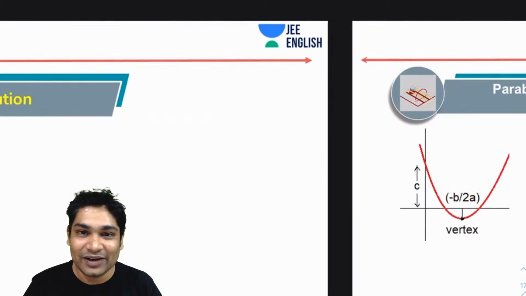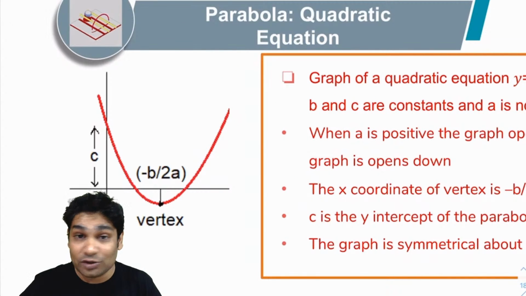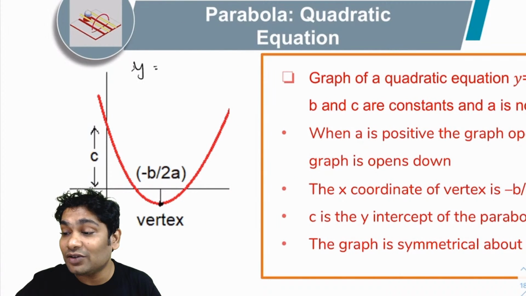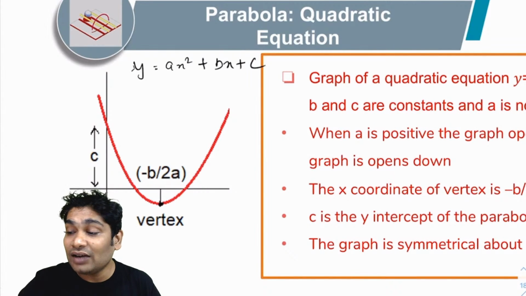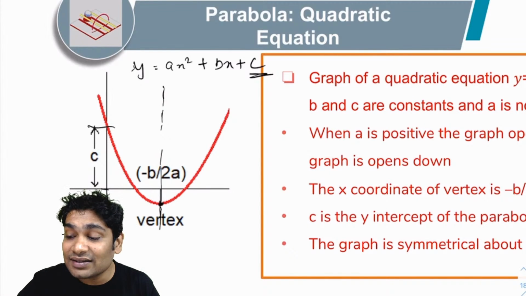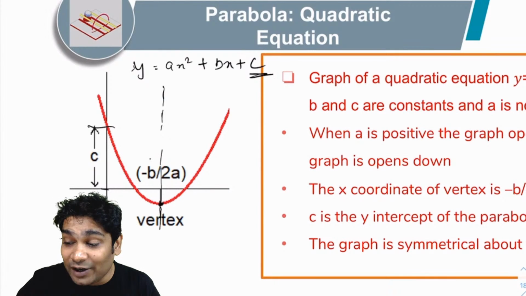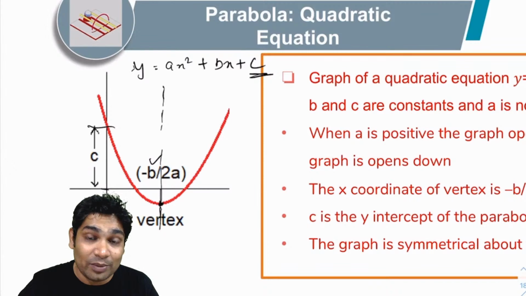Yeah, you're right. Alright, so this is what the graph of a parabola looks like. If you have your equation y equals ax square plus bx plus c, now this c is nothing but the y-intercept. And this is known as the vertex of the parabola, and this represents the lowest point. So the lowest point has the x coordinate of minus b over 2a. You need to remember that.